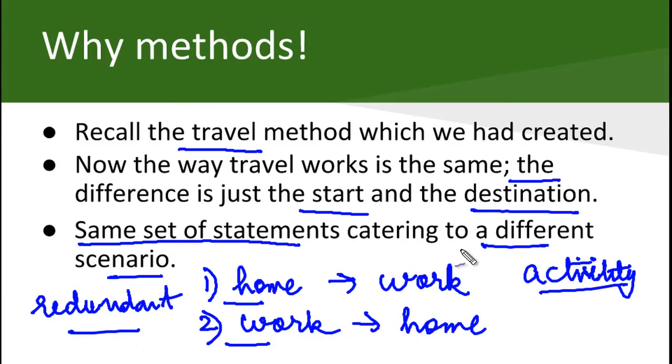So when we have our travel method, we don't need to define another travel method when you are traveling from work to home. We only have to specify the initial destination and the final destination. In the first case, the initial destination is home and the final destination is work. In the second case, the initial destination is work and the final destination is home.